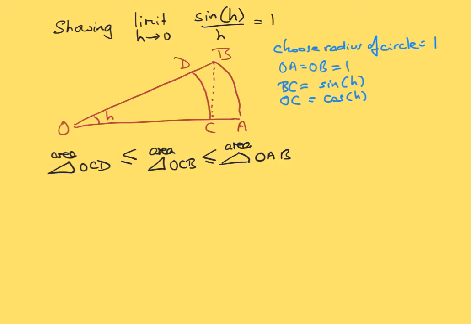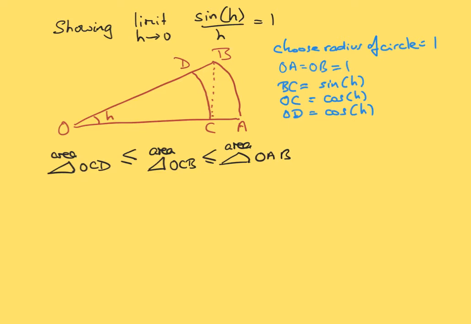And the curved line that I've drawn here is an arc of the circle that has radius OC, so it has radius the cosine of h. So that tells you that the distance from O to D is also equal to the cosine of h. And we're going to need these distances in what follows.